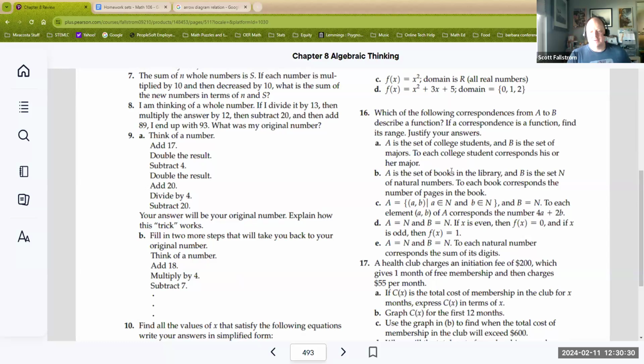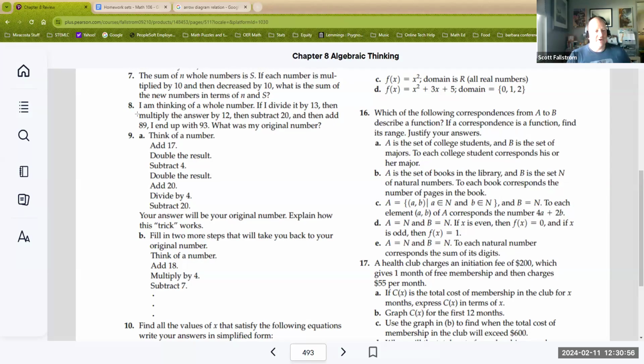So if you say A is the set of books and B is a set of natural numbers, to each book corresponds the number of pages in the book. When you think about that, it is definitely possible for a lot of books to have the same number of pages. That's possible, but that isn't the definition of a function. A function is that relationship where each element in the first set maps to exactly one.